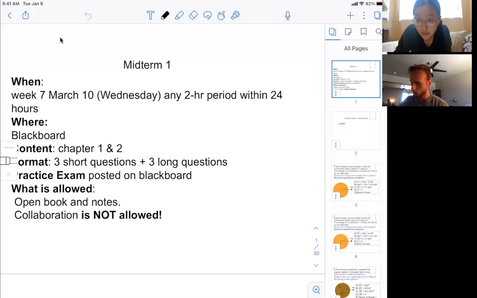There is a practice exam with a similar format, along with the solutions, that's already up on Blackboard, so you can use that as practice. You can use all your notes and books, but do not collaborate. Work on your own, so that's the policy. I will continue to put reminders next week, just to remind you that the midterm is coming up, and send an announcement on Blackboard, okay? Are there any questions?